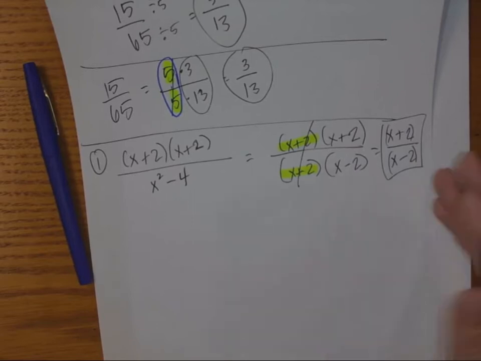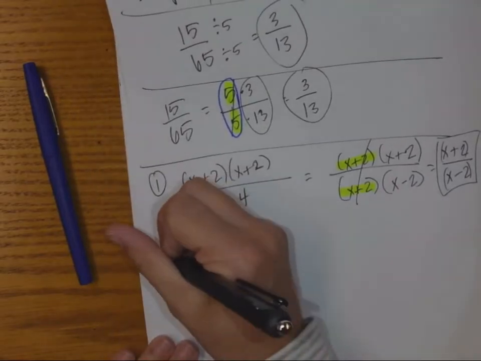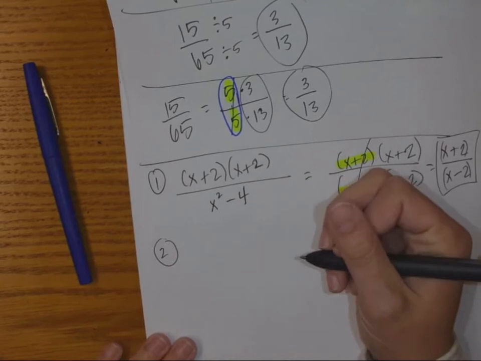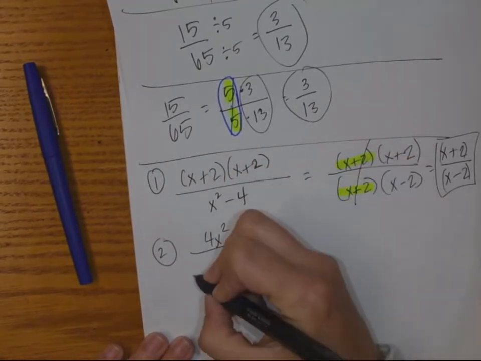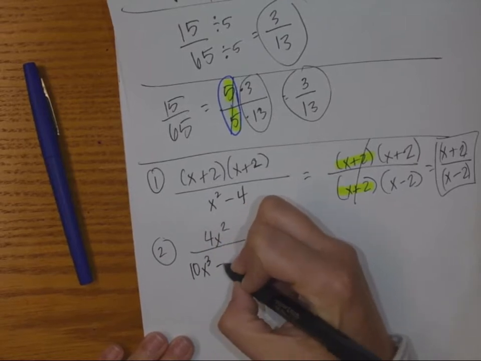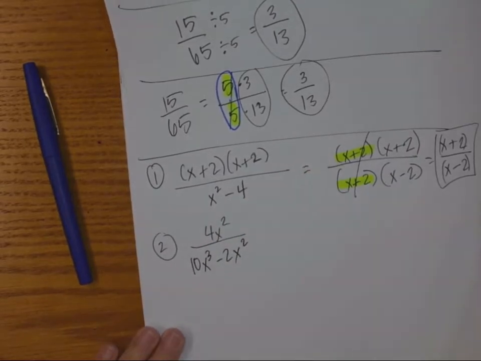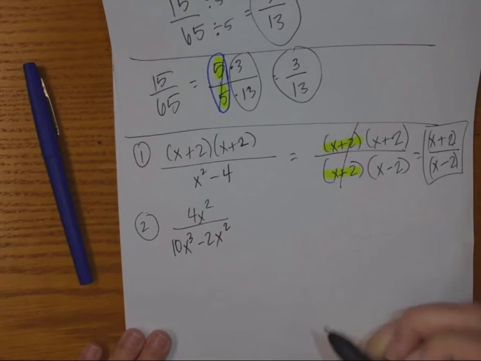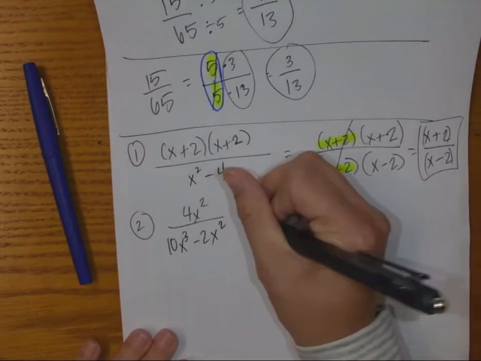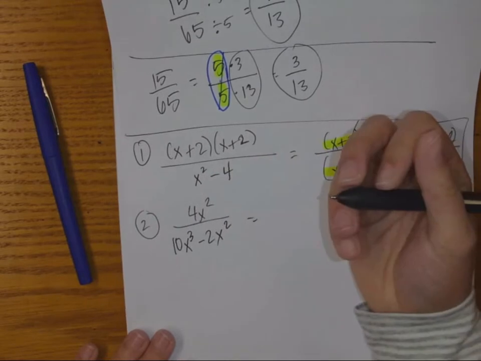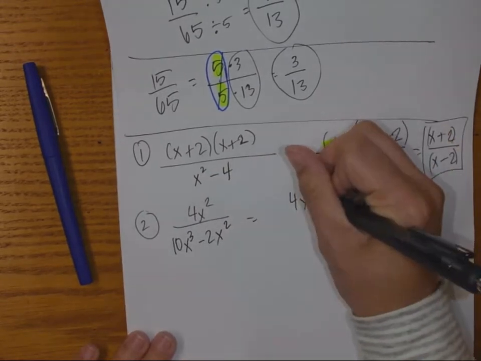Okay, so let's do a few of those. Number 2, if I had the problem 4x squared over 10x to the third minus 2x squared. The top, our first step for all these problems is to factor first. On top, 4x squared, can't factor that. It's just 4x squared. There's nothing you can do there.